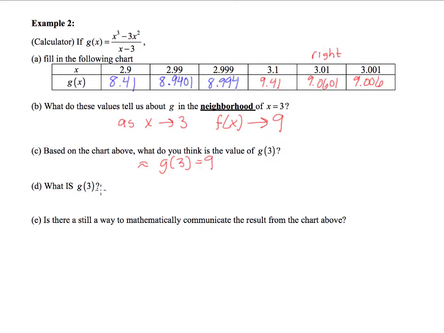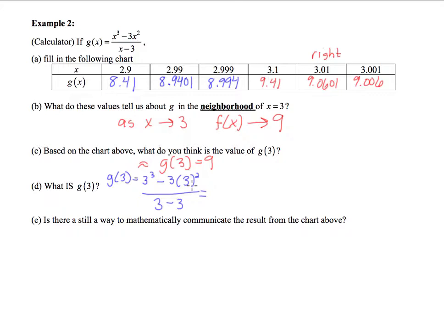Well, let's actually figure out the value of g of 3. So I go to my g of x function, replace every x with 3, and then we're going to simplify this equation. So we have 3 cubed minus 3 times 3 squared over 3 minus 3. Well, on the top, 3 cubed is 27, minus 3 times 9, which is 27. So I got 27 minus 27, which is 0, divided by 3 minus 3, which is 0. So I got 0 divided by 0.